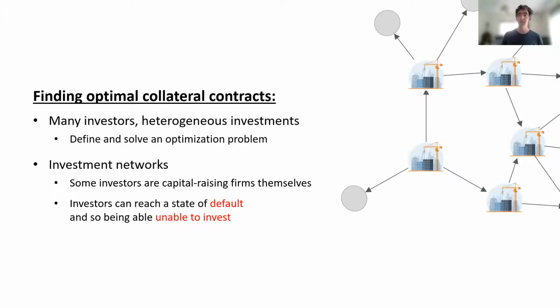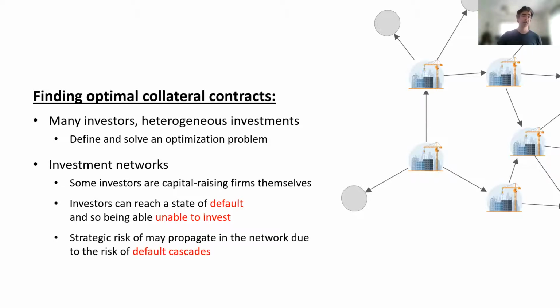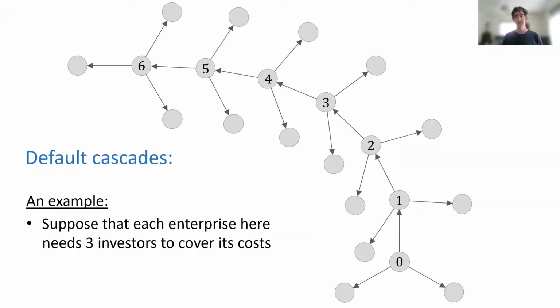So players need to think not only about whether their co-investors are willing to invest, but also if they would be able to invest. And this adds strategic risk that may propagate in the network due to the risk of default cascades. And I'll demonstrate default cascades just now. So let's look at this toy example, this network, where the nodes that are marked with numbers are firms that have their own enterprises and they are raising capital. Let's say in this example that every capital raising firm needs all its 3 investors to cover the costs of its enterprise.